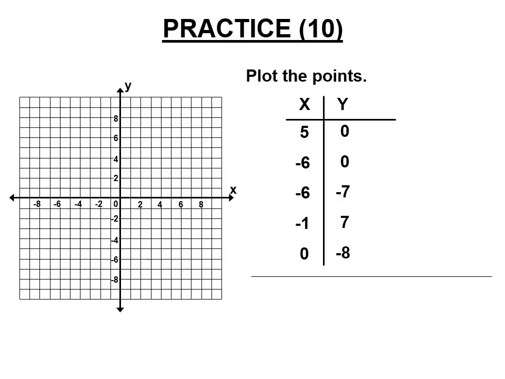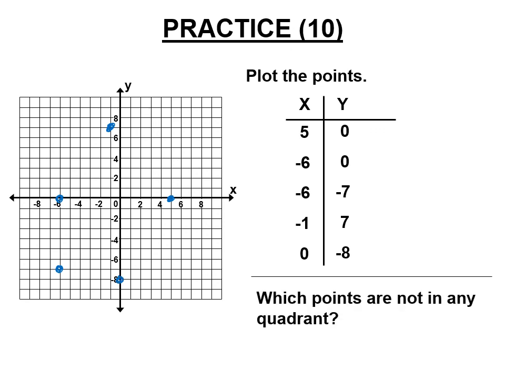All right, so plot the points. So the first point is 5, 0, X is 5, Y is 0. The second point is X is -6, Y is 0. The next point is X is -6, Y is -7 down here. The next point is -1, 7 up here. We're not making a rectangle. And the next one is 0, -8. That's down here.